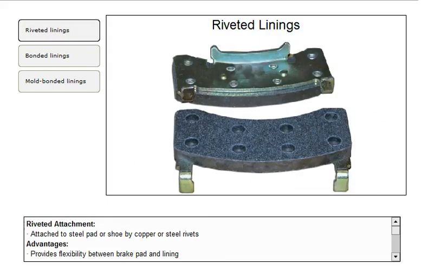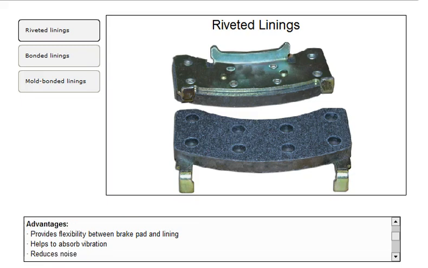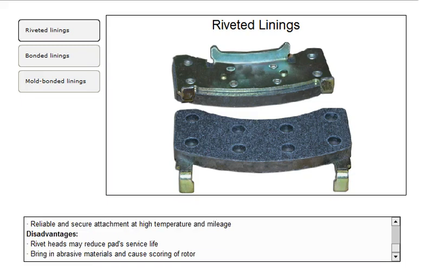A riveted lining is attached to the steel pad or shoe by copper or steel rivets. It provides flexibility between the pad and the lining, absorbing vibration and reducing noise. Rivets provide a reliable and secure attachment at high temperature and mileage. The rivet head can reduce the pad's service life. Also, holes above the rivet head can bring in abrasive materials, which may score the rotor.